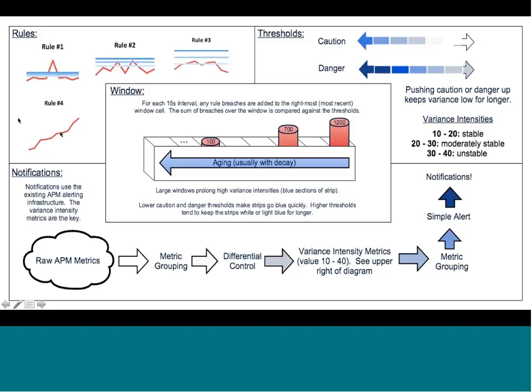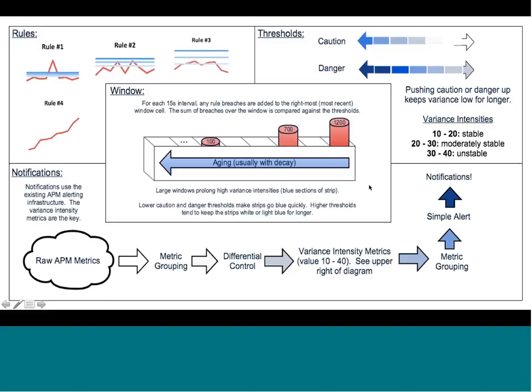In the upper left, there's shorthand for the windows. Those probably should have been labeled with the math rules underneath, but you get the picture. Rule 1 is an outlier, Rule 2 is a smaller outlier, Rule 3 is an even smaller one, and Rule 4 is strictly monotonically increasing signals. We don't like those. So the thresholding, like I was telling you, we have those slider bars, and if you push them to the right, it keeps the variance intensities lower for longer.